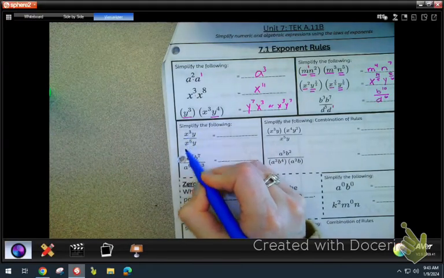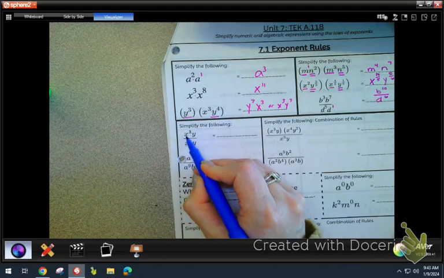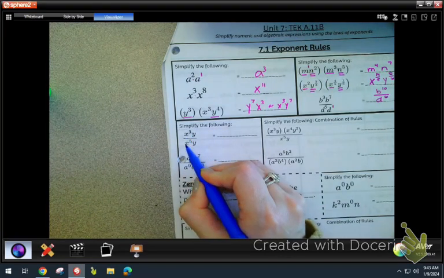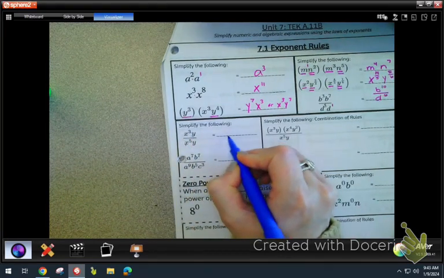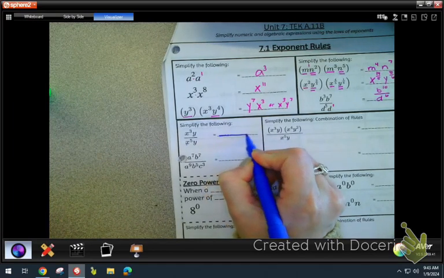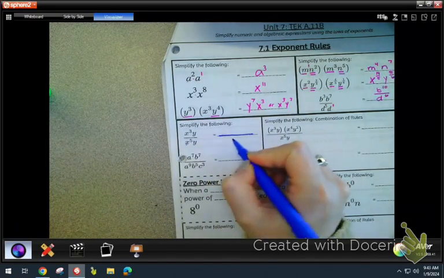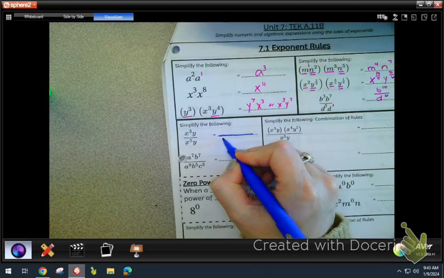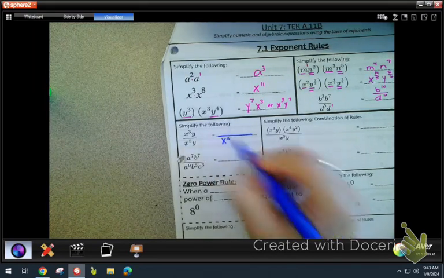This is a division, so we're thinking tug of war. Who's going to win between x to the 3rd and x to the 5th, top or bottom? Bottom. By how many? 2. So I'm actually going to make this answer blank my fraction bar. So x is going to win at the bottom by 2. So I'm going to have an x squared on the bottom.